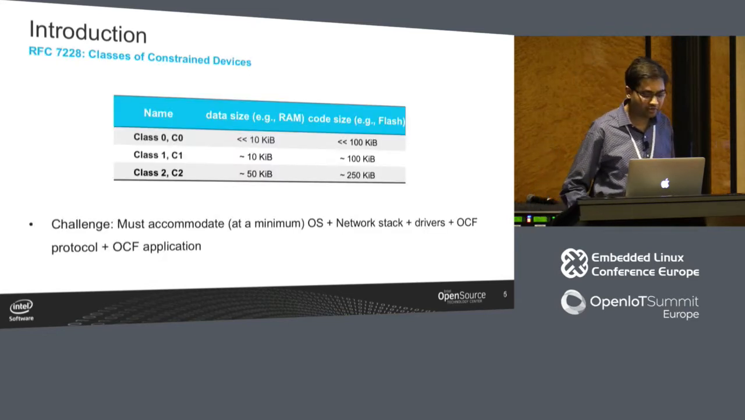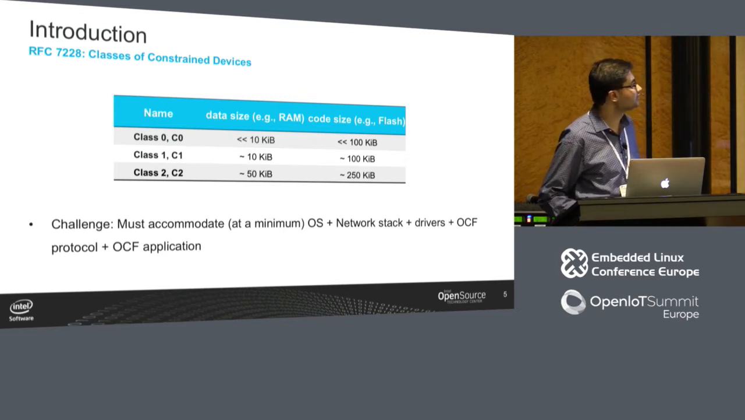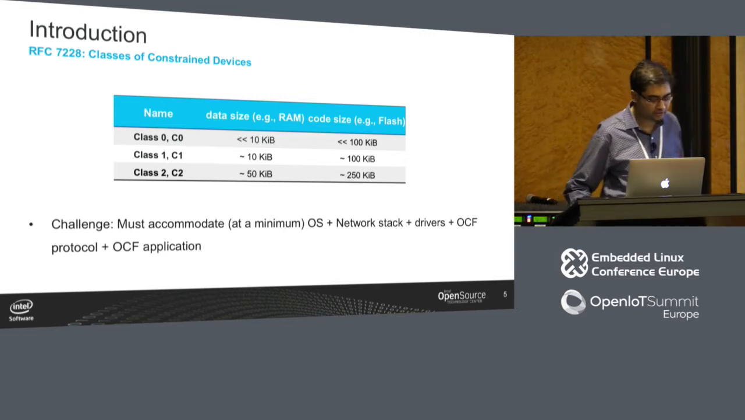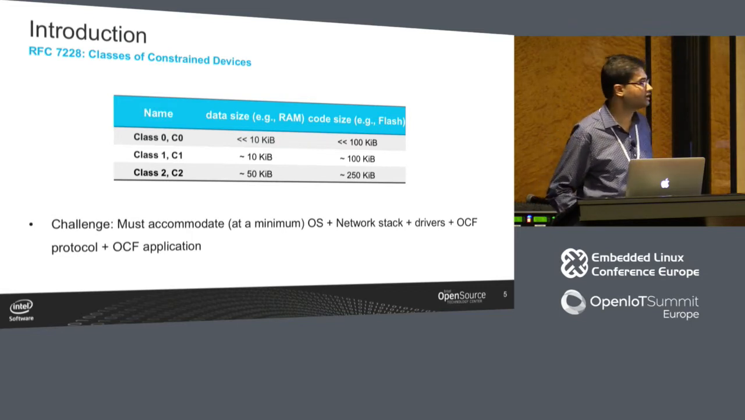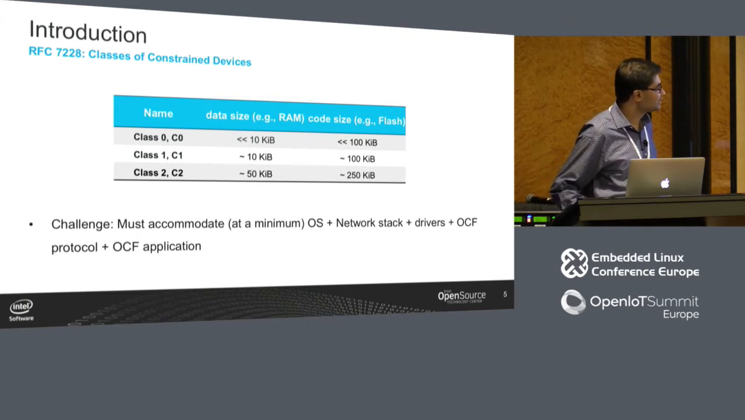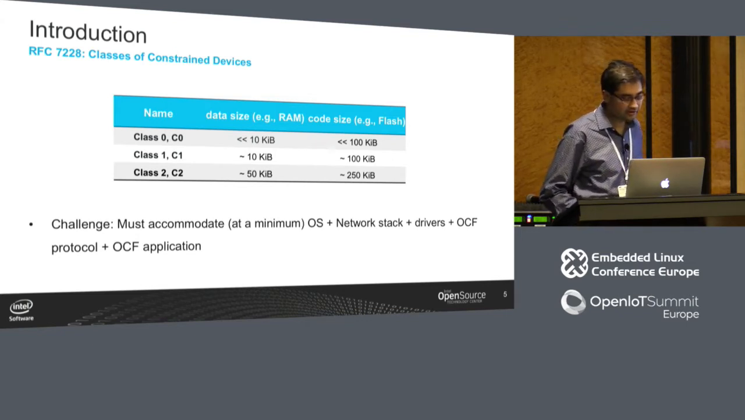To gain a better understanding of what it means to be constrained, I'll quote from RFC 7228, which presents a classification of constrained devices. Flash and RAM sizes are the key dimensions along which the authors observed a fairly clear clustering of commercially available chips and MCUs, resulting in the three classes. Class 0 devices are severely constrained in memory and processing capabilities. In the best case, they might be connected to the internet via a proxy or a gateway.